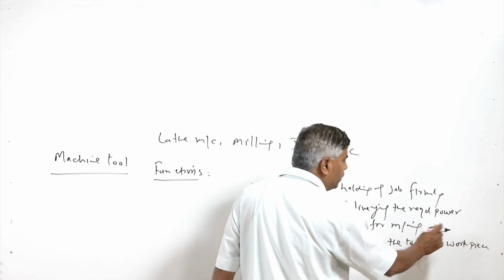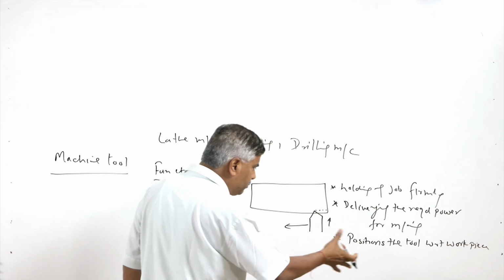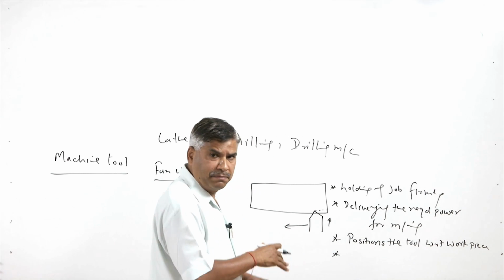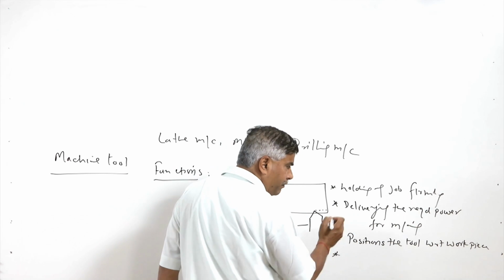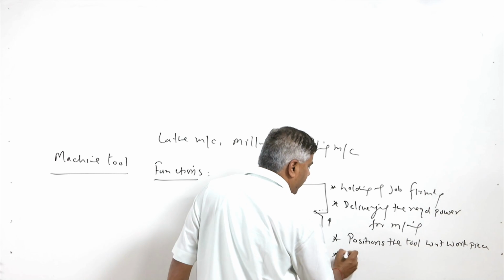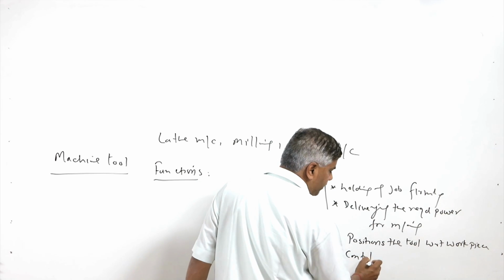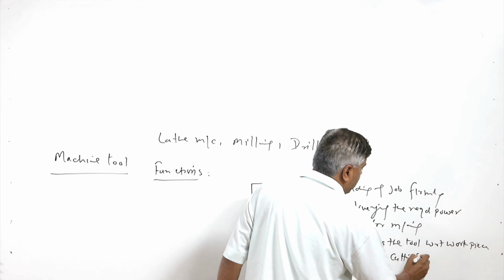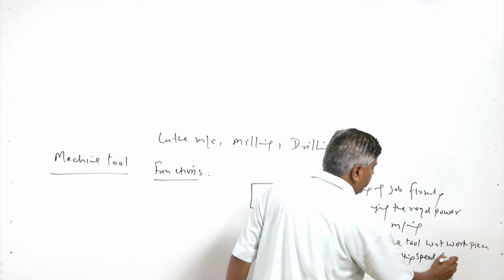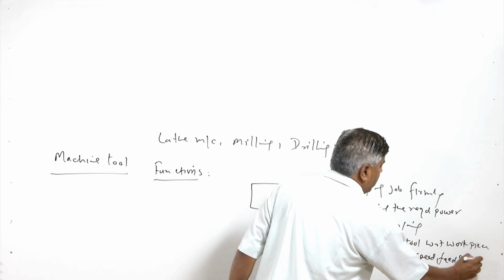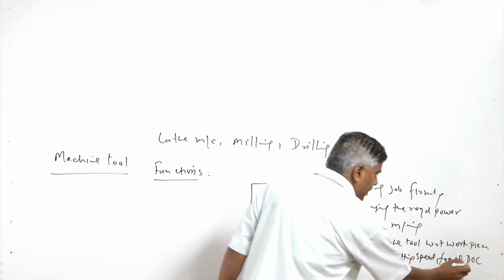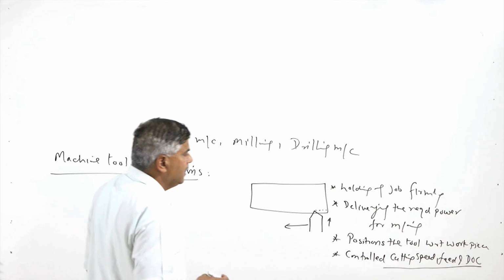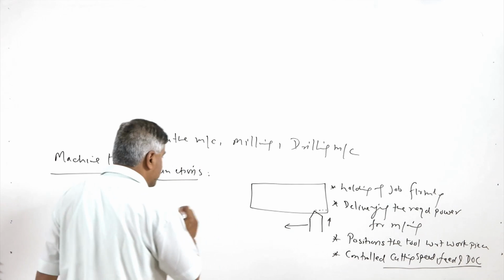So, the position of the tool must be maintained and it should be moved along a particular line, a particular direction only. For that, the machine tool should be able to deliver the controlled cutting speed, feed and depth of cut. These help in removing the material in a very controlled way from the stock material in order to get the desired size and shape.